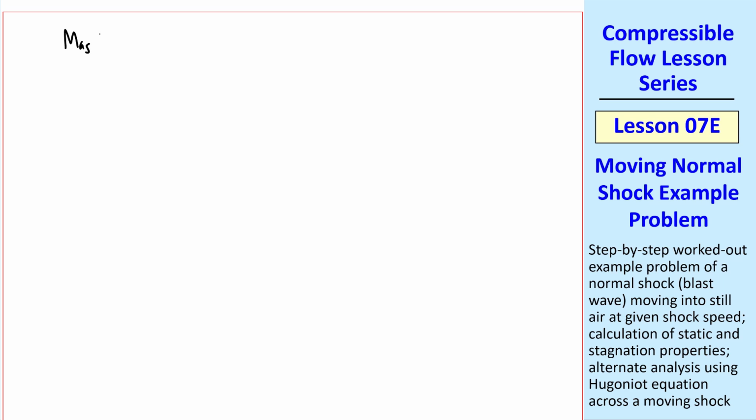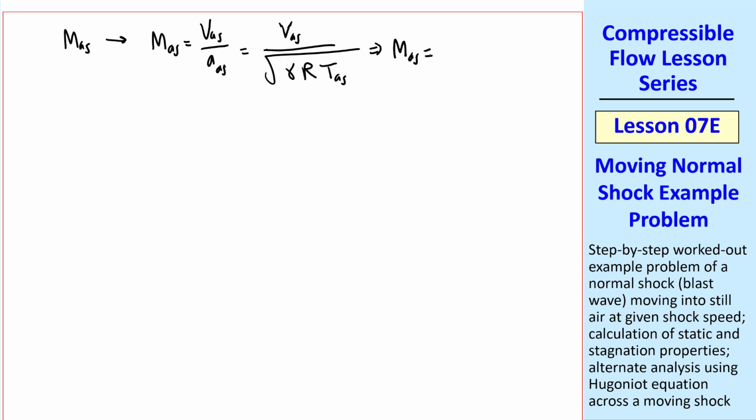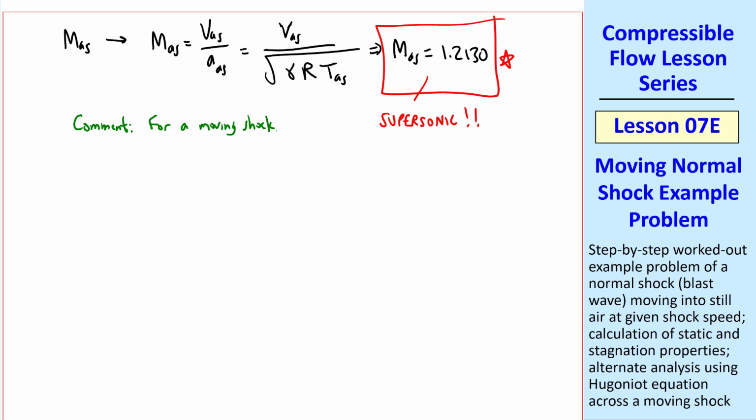We can also calculate the Mach number after the shock. MAS is VAS over AAS, and AAS is the square root of gamma R TAS, and we get MAS is 1.2130. And something that may surprise you here is that MAS is supersonic. So I comment that for a moving shock, MAS can be either supersonic or subsonic, whereas in the stationary shock frame of reference, M2 was always subsonic. Here MAS is much greater than M2, which was 0.50900, and in this particular case it's supersonic.